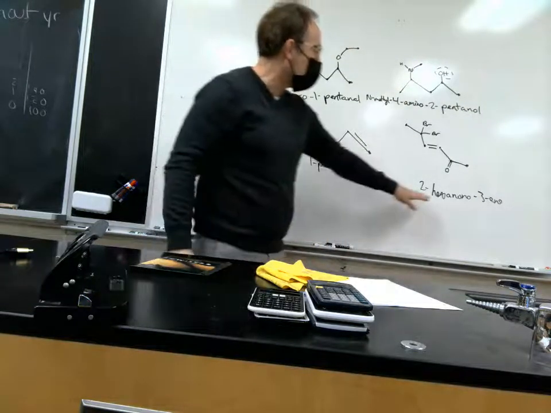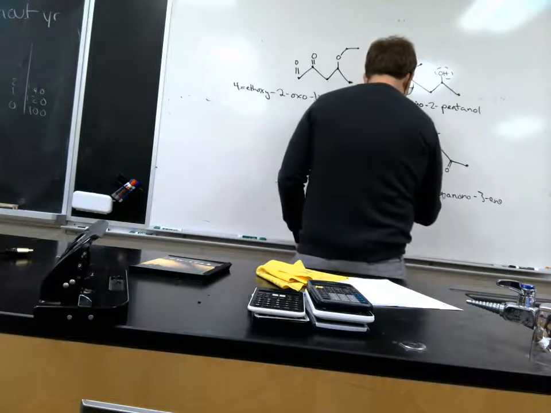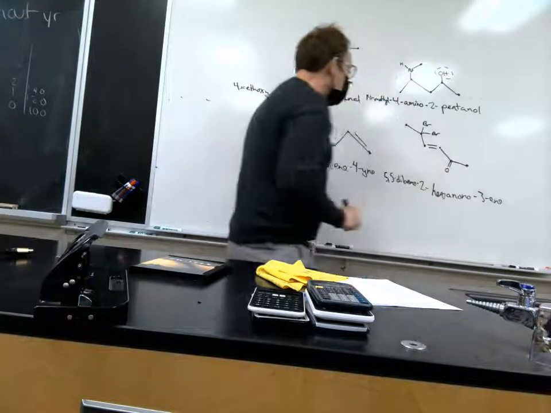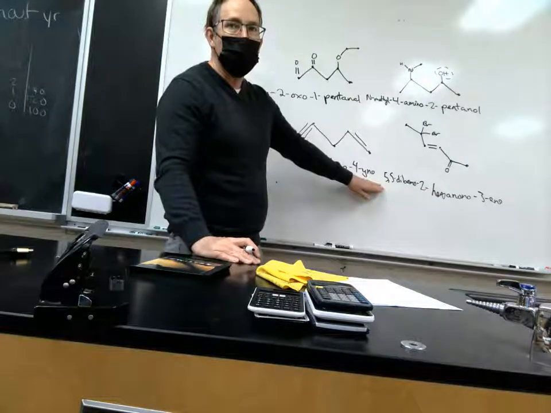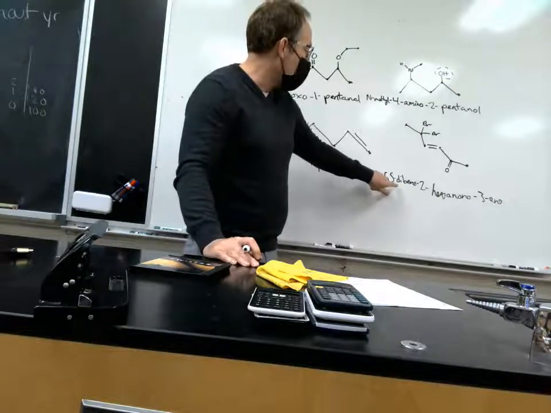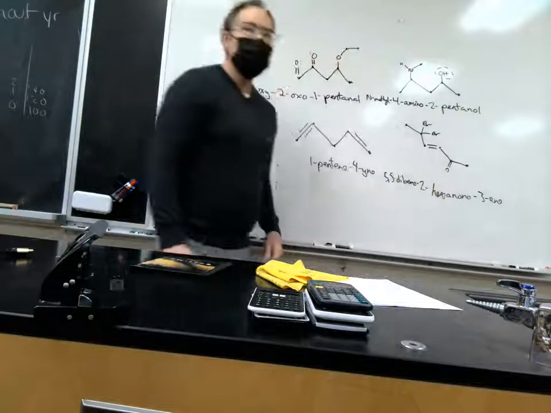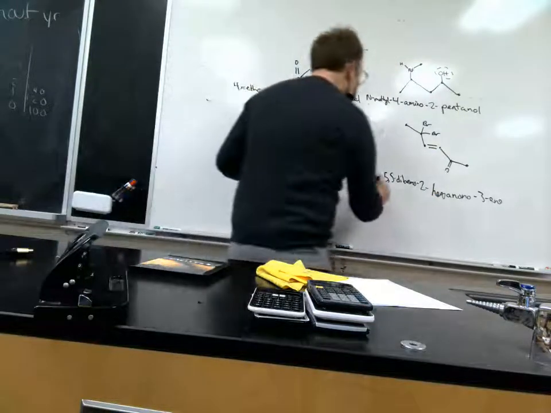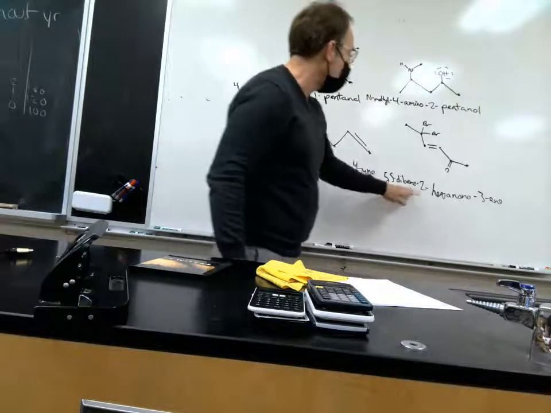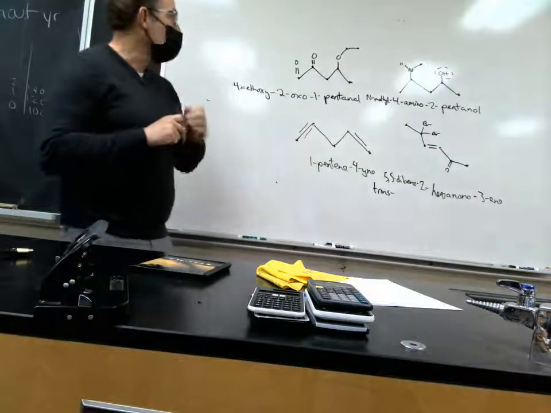Always comes after the root. We have 1, 2, 3, 4, 5. It is 5,5-dibromo. Common mistake. People will just call it 5,5-bromo or 5-dibromo. Dibromo means you have two. Where are they? One's on a 5 and the other one's on a 5. Then we have to take a look at the structure. Cis or trans. This is trans. The cis-trans always comes out front. Trans, 5,5-dibromo, 2-hexanone, 3-ene.